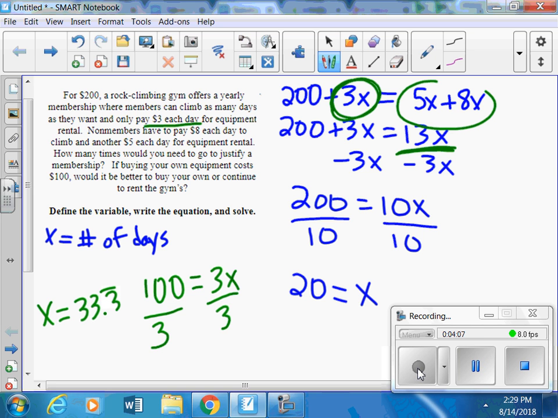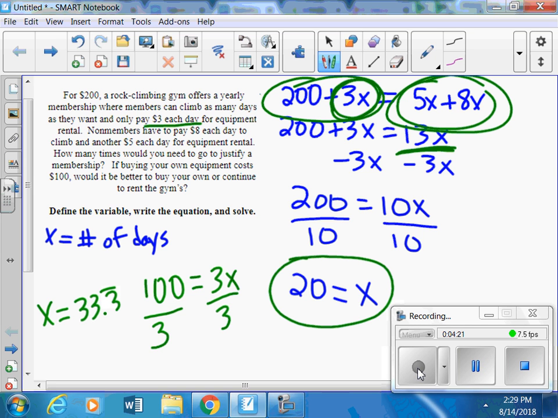So to recap, at 20 days, it'll cost the same amount of money. Then justify your answers. If you're going to go less than 20 days, don't become a member. If you're going to go more than 20 days, go ahead and become a member. And then if you're going to buy your own equipment, make sure you go more than 33 days.